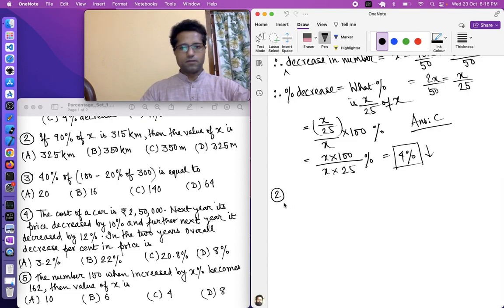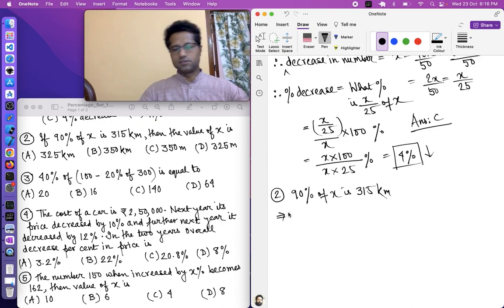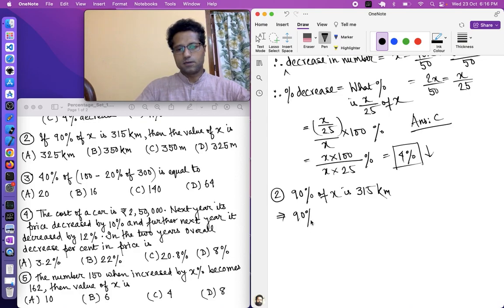If 90% of x is 315 kilometers, then the value of x is. So it is given that 90% of x is 315 kilometers. So this is the problem statement. Now if I want to translate the statement into mathematical form, into equation form, this will be 90% of x is equal to 315 kilometers.